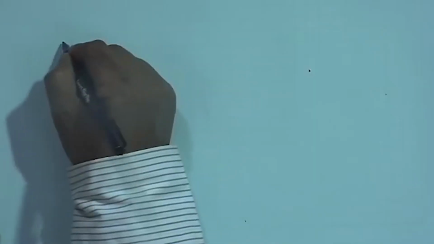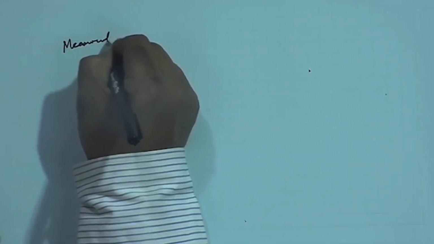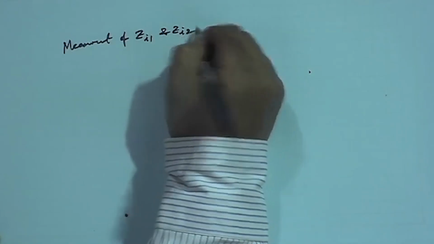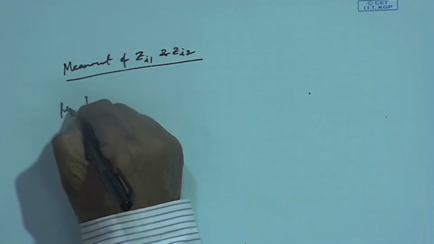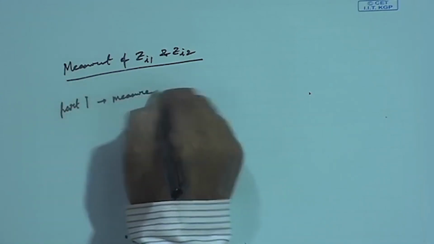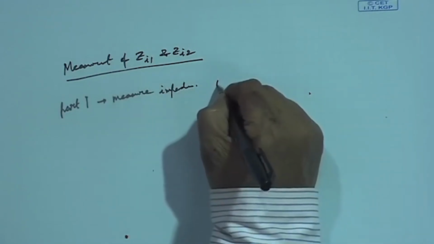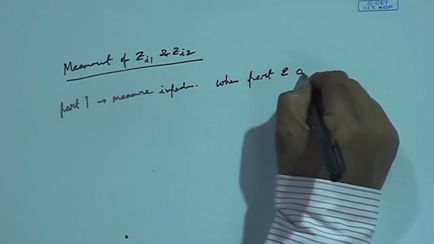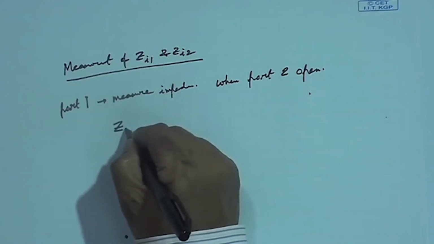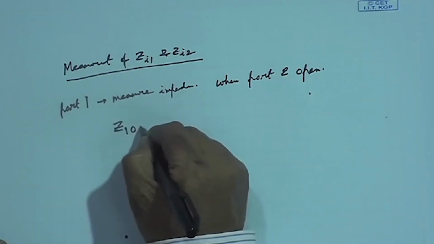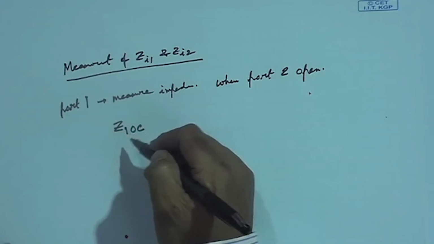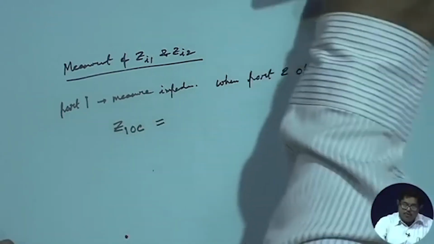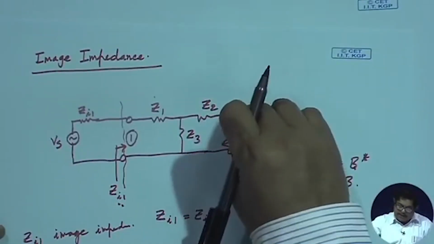So for the measurement of image impedance, let us say at port 1 we measure impedance when port 2 is open. We call that measurement Z1 OC, since we are doing it at port 1 with port 2 open circuit. Z1 OC means I am measuring the input impedance at port 1 with port 2 open. If I open circuit this, what will be Z1 OC? It will be simply Z1 plus Z3.